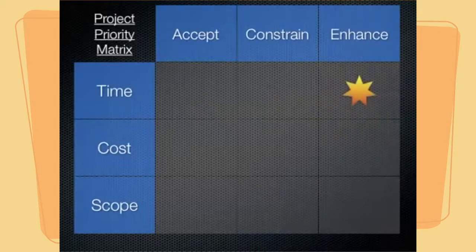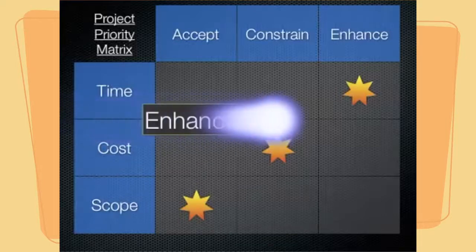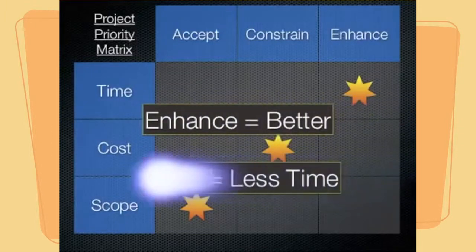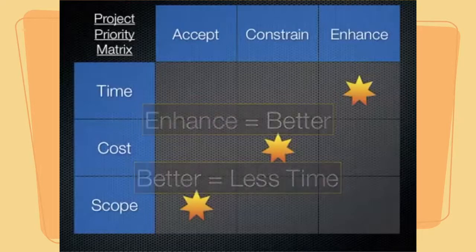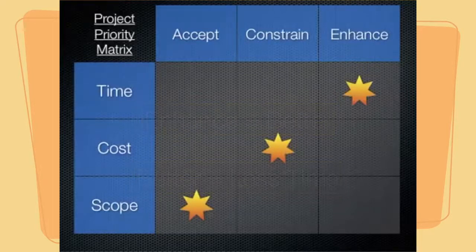Let's look at one other example here where we're going to enhance time, we're going to constrain costs, and we're going to accept changes in the scope. Once again, we are using this word enhance to mean make something better. So in this case with time, we consider a project to have an enhanced time if the project is done in less time. So in this particular example, we are constraining the costs. We are willing to accept changes in the scope if it means that we can actually get the project done a little bit earlier.